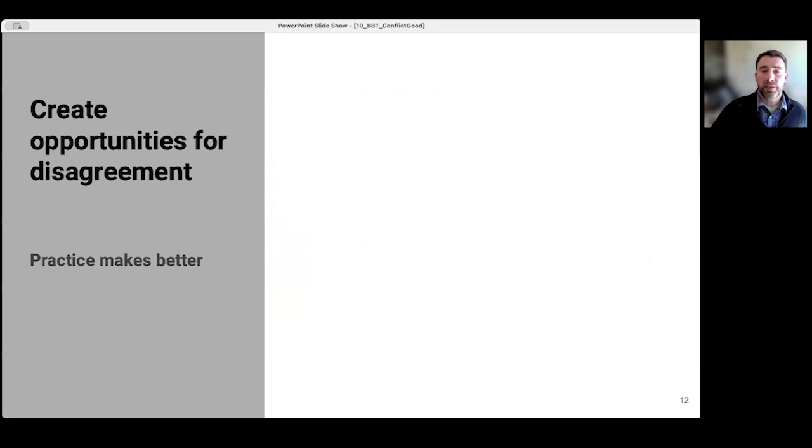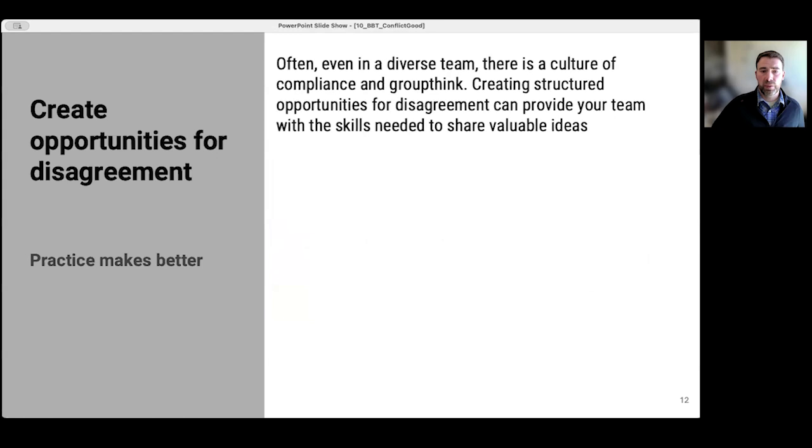You can formalize this as part of your team's expectations. So you can actually say, I would like us to really formalize what this looks like for disagreement. Even in a diverse team, there can be a culture of compliance and groupthink. Trying to create opportunities for disagreement is a great way to push back on this.